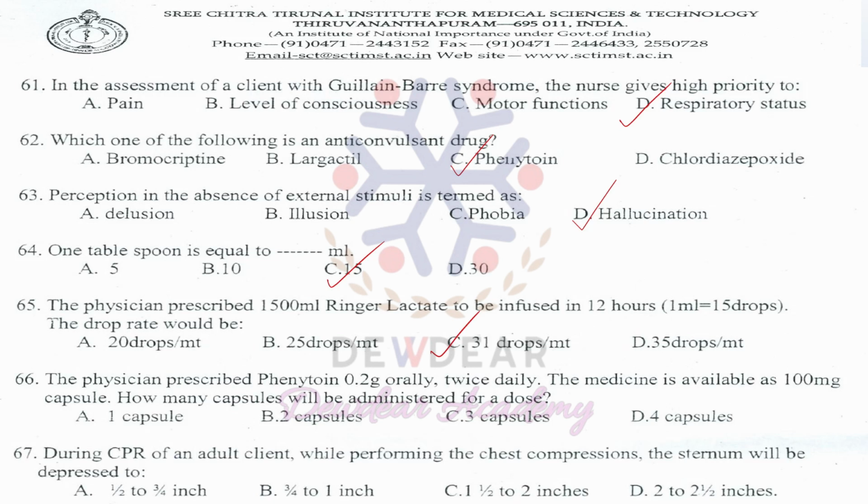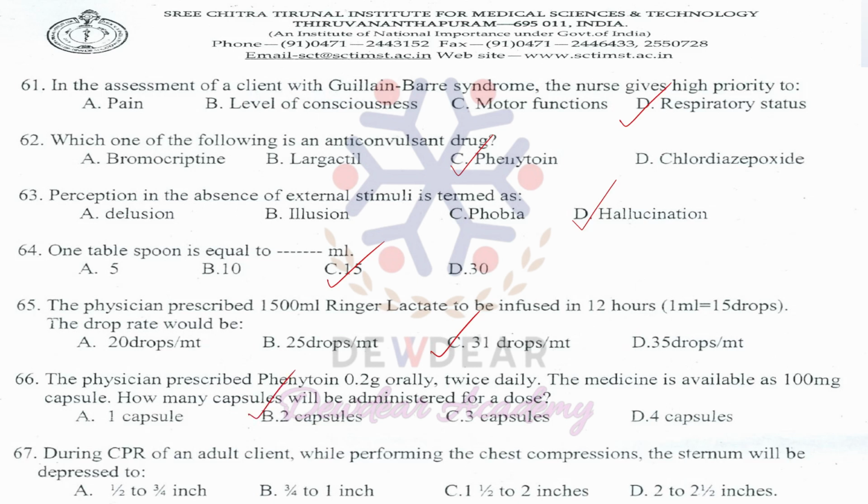Then question number 66. The physician prescribed phenytoin 0.2 gram orally twice daily. The medicine is available as 100 mg capsule. How many capsules will be administered for a dose? The answer is 2 capsules. Option B is the correct answer.